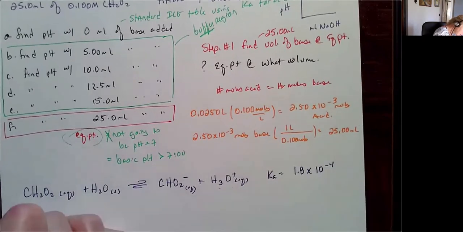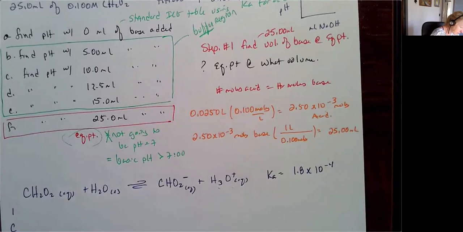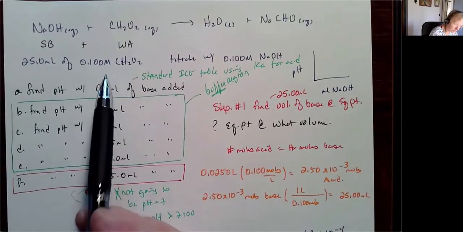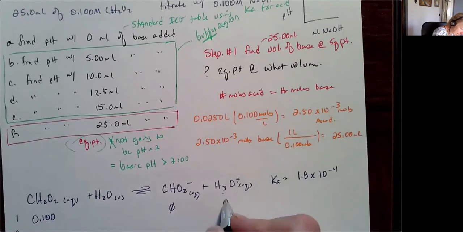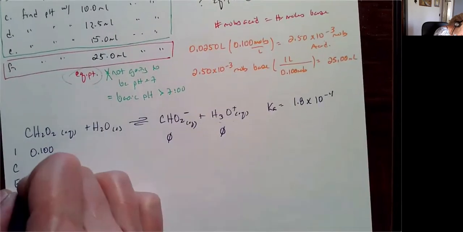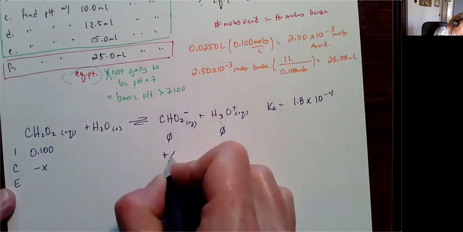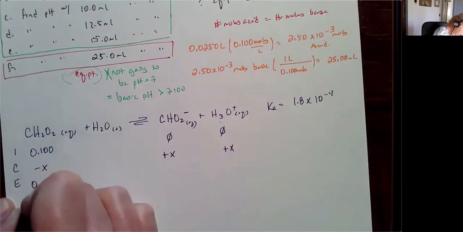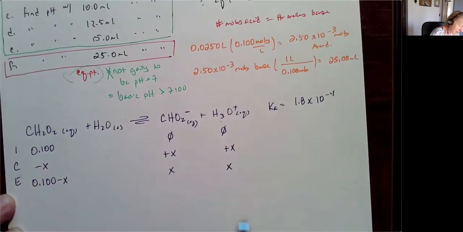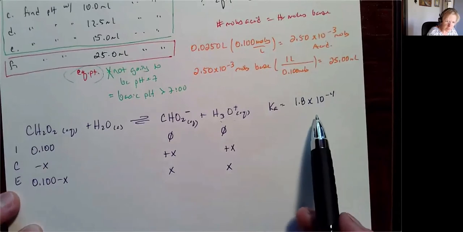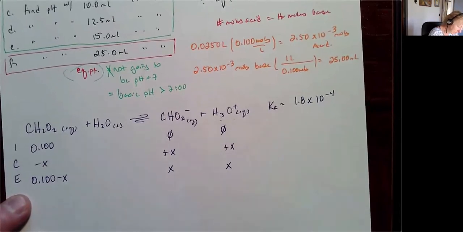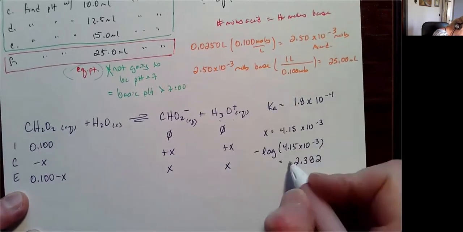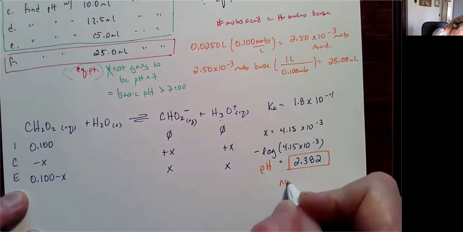So I'm going to set this up like an ICE table, as we've been doing. My initial concentration is 0.100. I have none of this and none of this at time 0. This is going to go down. This is going to go up. This is going to go up. So my equilibrium, this, and this. My extra small approximation is probably okay to use here just because the difference in these is 10 to the third. So this is my starting pH, no base added.